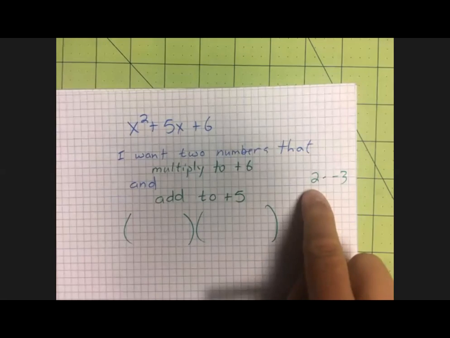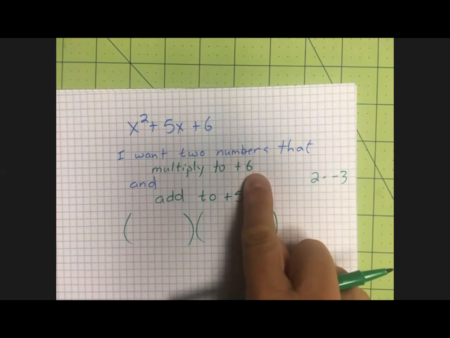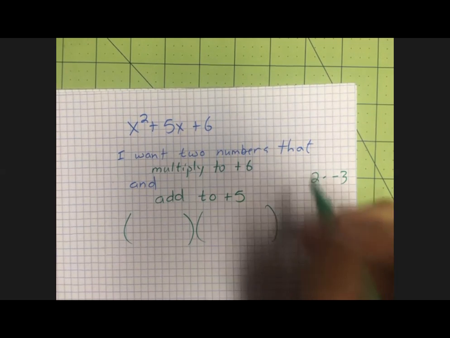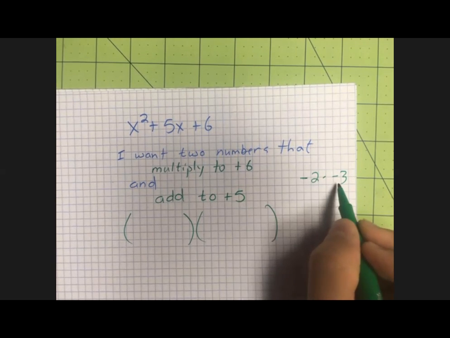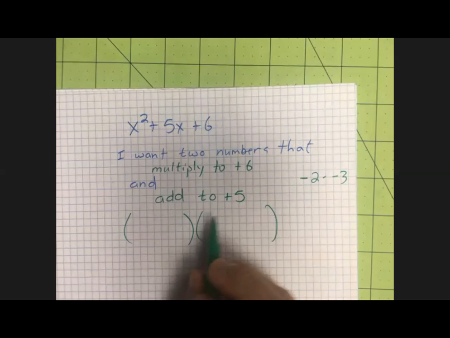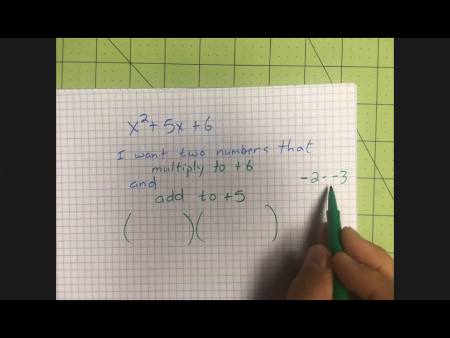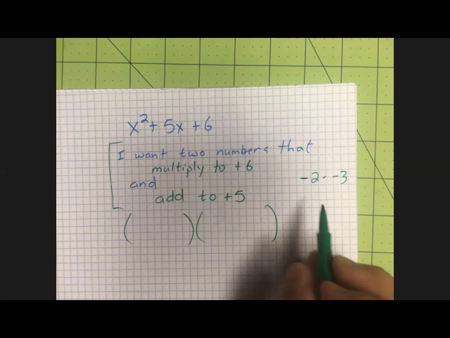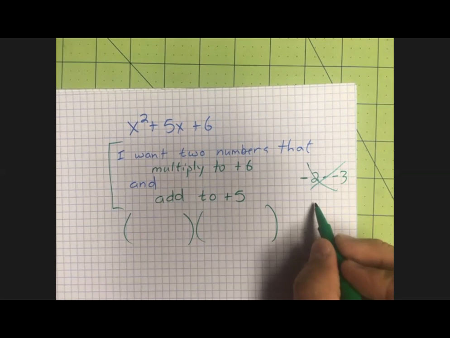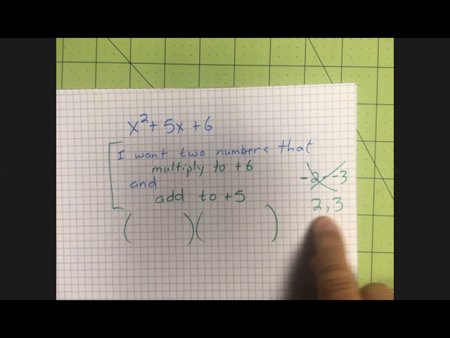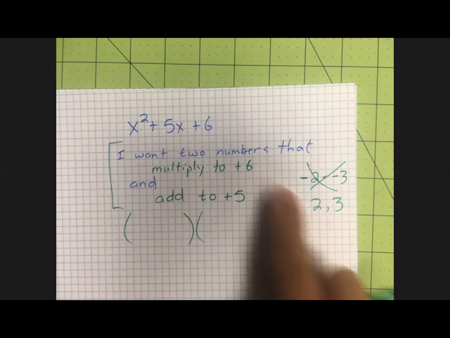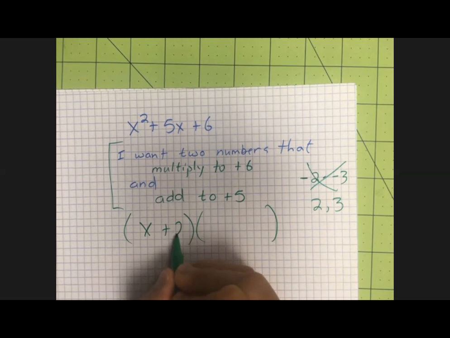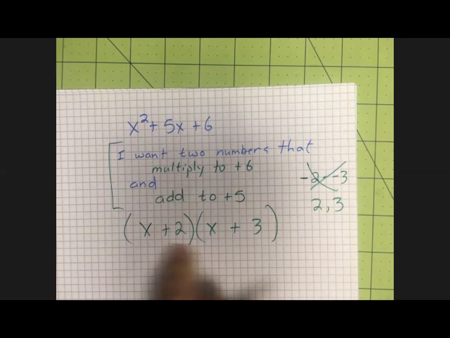No, that's ridiculous. 2 and negative 3 do not multiply to plus 6, and they do not add to plus 5. What about minus 2 and minus 3? Because minus 2 times minus 3 is plus 6. Well, you're right, but they don't add to plus 5. They add to minus 5. The only 2 whole numbers in the universe that are going to do this trick are 2 and 3. They multiply to 6 positive, and they add to 5 positive. The moment you realize that, you've cracked the problem.